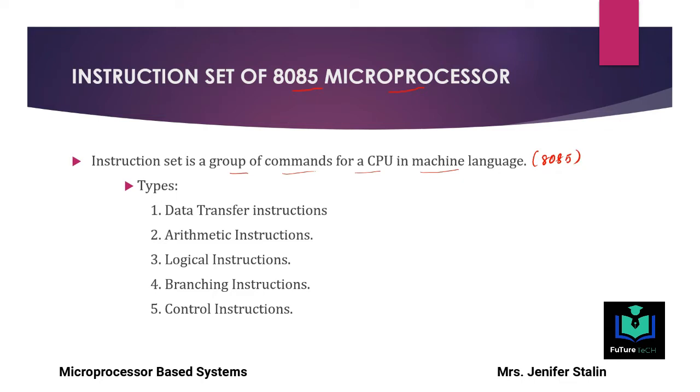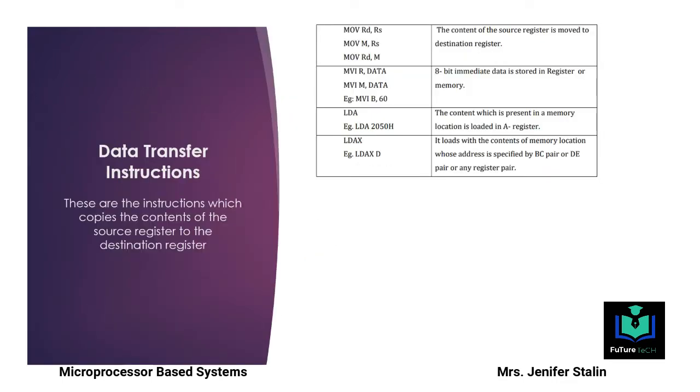We are going for the instruction set, and it can be classified into five categories under the 8085 microprocessor: data transfer instructions, arithmetic instructions, logical instructions, branching instructions, and control instructions. The first is the data transfer instruction. These instructions copy the content of the source register to the destination register. I have already given some examples when covering addressing modes, so we can see them one by one now.